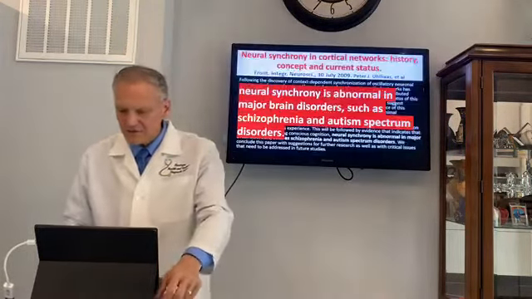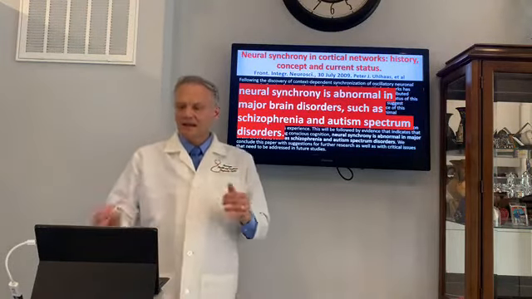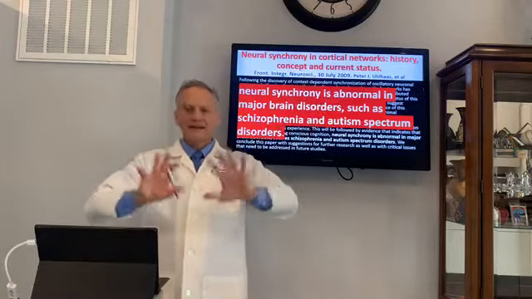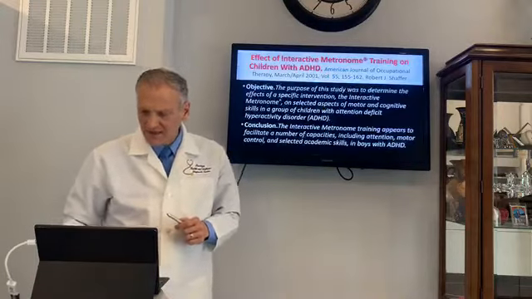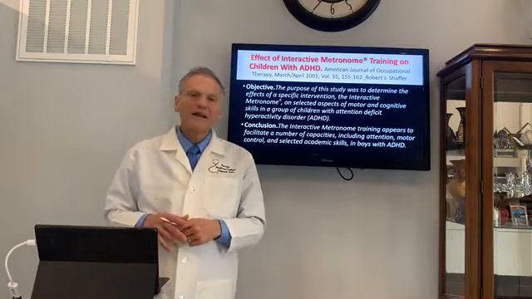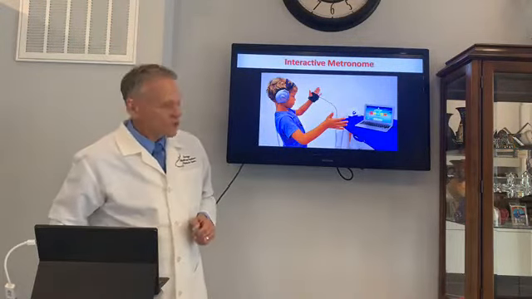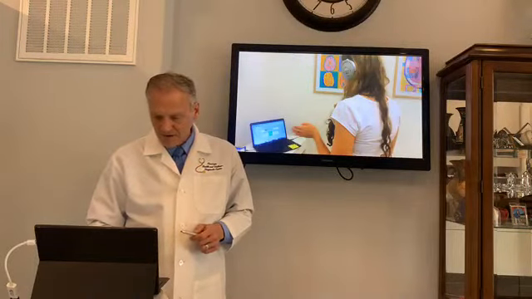So it's very interesting. There's something called Neuro Synchrony. Synchrony is timing. And the left and the right side of the brain, as I said, they oscillate at different speeds. And one of the things we use in our clinic is this. It's called an interactive metronome. And what it is is a piece of equipment that looks like this. This is on the interactive metronome.